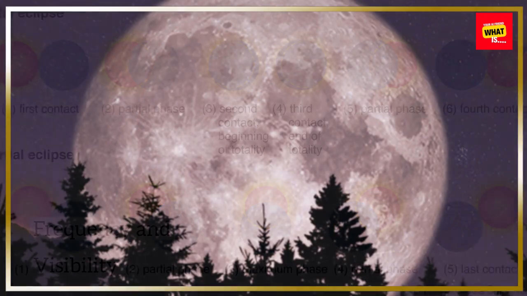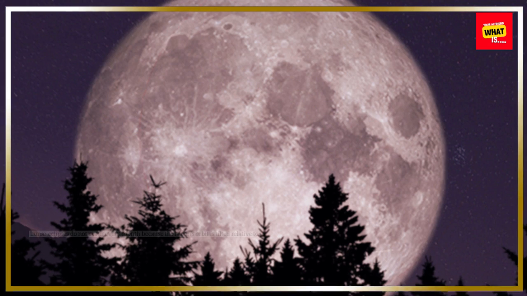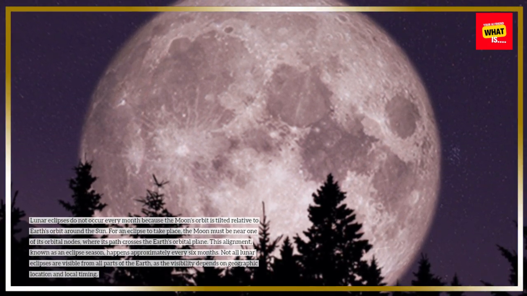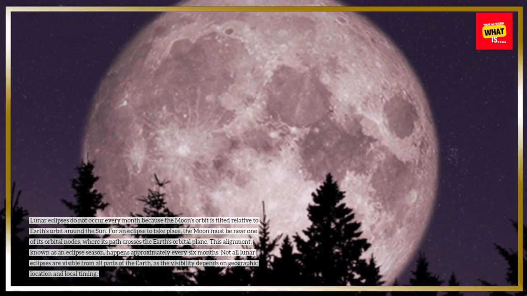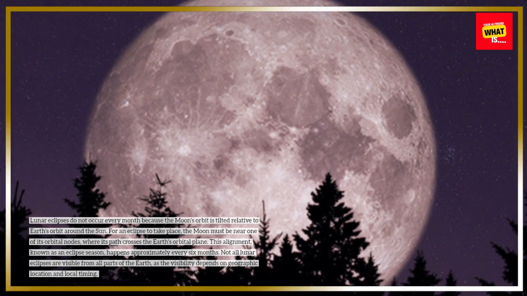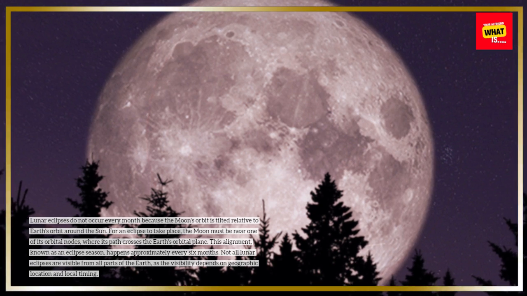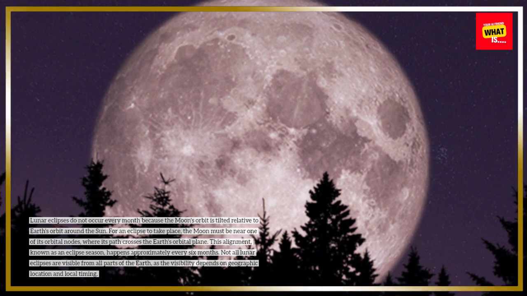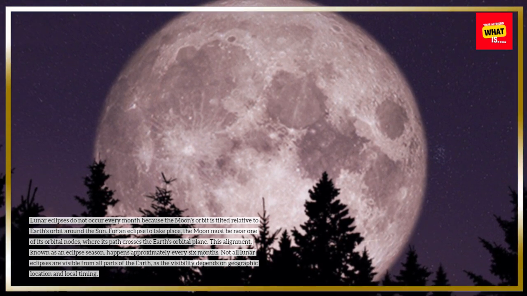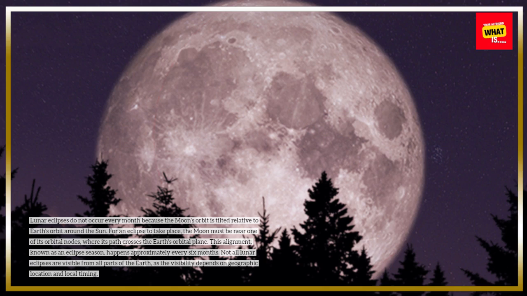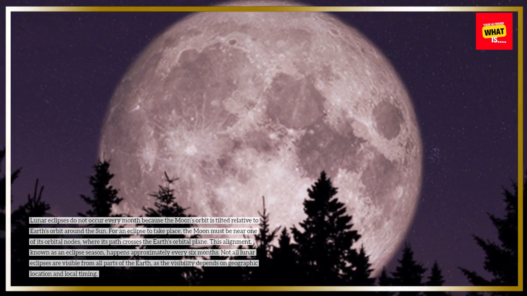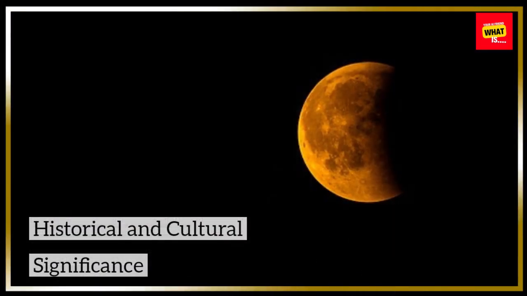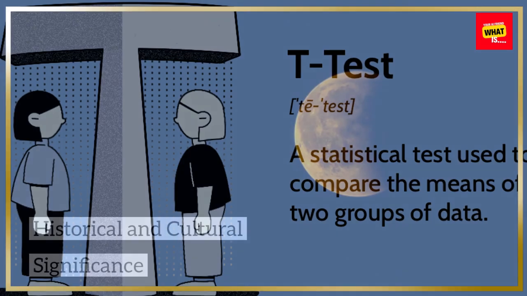Frequency and visibility. Lunar eclipses do not occur every month because the Moon's orbit is tilted relative to Earth's orbit around the Sun. For an eclipse to take place, the Moon must be near one of its orbital nodes, where its path crosses the Earth's orbital plane. This alignment, known as an eclipse season, happens approximately every 6 months. Not all lunar eclipses are visible from all parts of the Earth, as the visibility depends on geographic location and local timing.